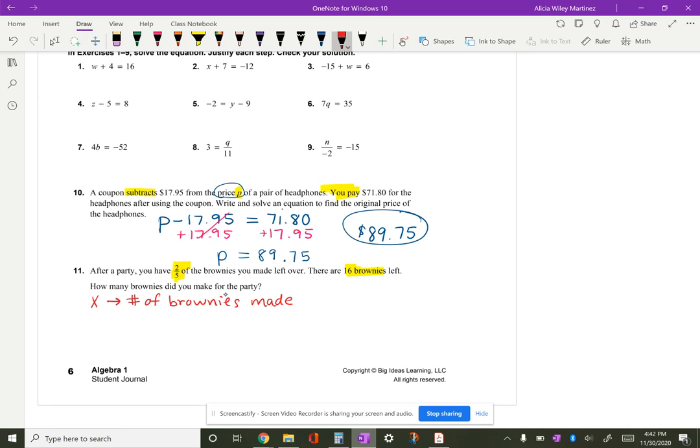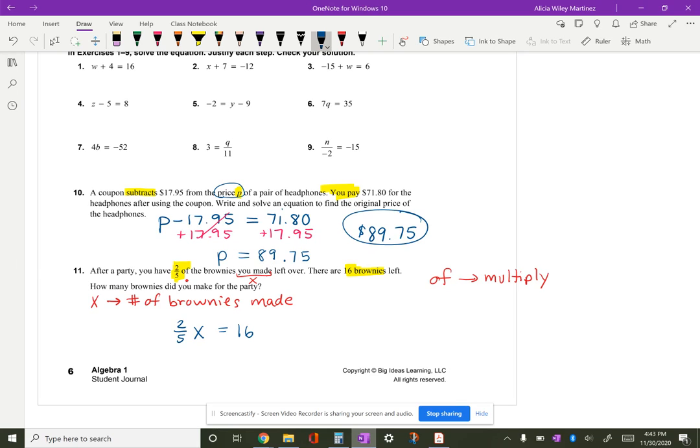Okay. The word of, when you see the word of, I want you to think multiply. So if I have 2/5 of the brownies you made, if the brownies you made is X and of is multiply, that's going to be 2/5 of X, or 2/5 times X. 2/5 of the brownies you made is going to be the brownies that are left, which is 16. So here we have a fraction multiplied to X.